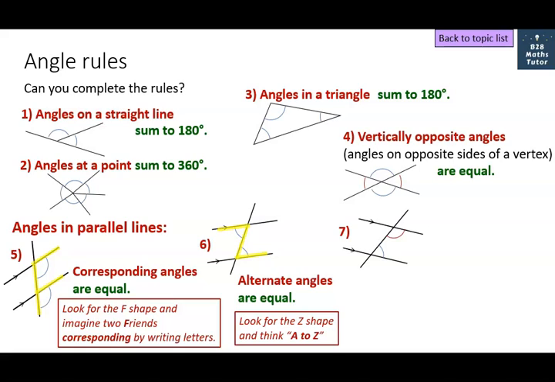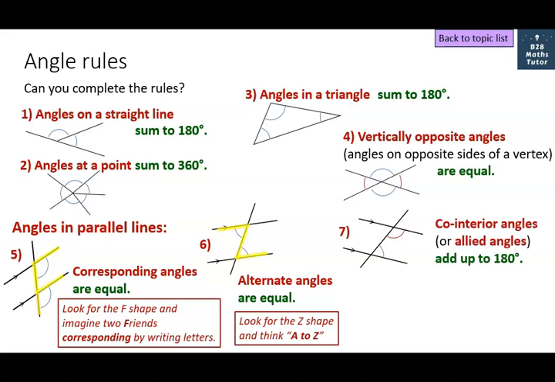You must not call them F angles and Z angles. Some people refer to this one as X angles as well. If you do that, you will not get the marks. You must say corresponding or alternate or opposite. Not so bothered about the vertically, but you must say opposite.